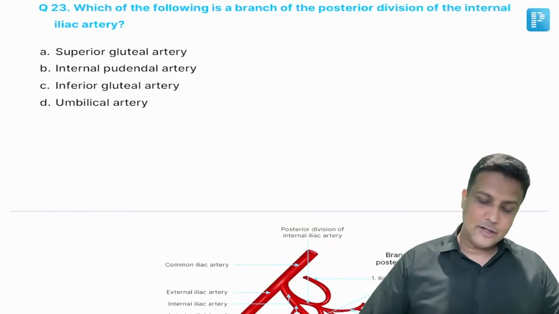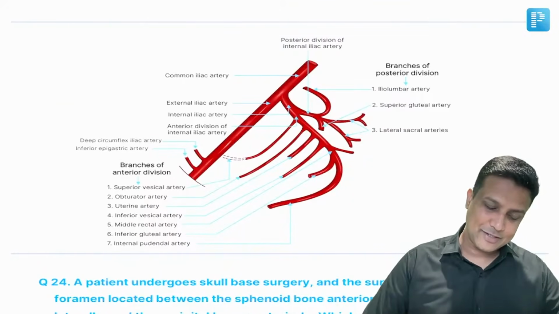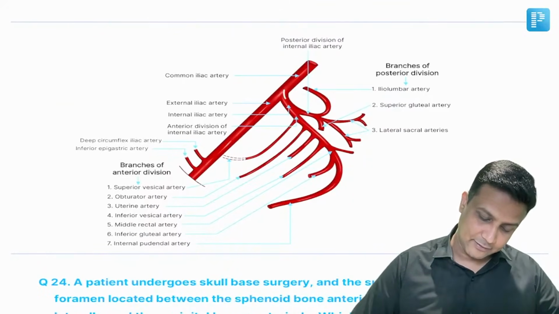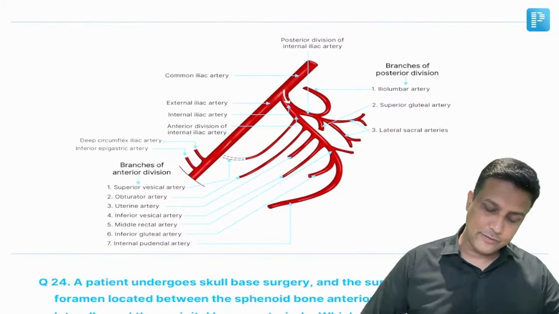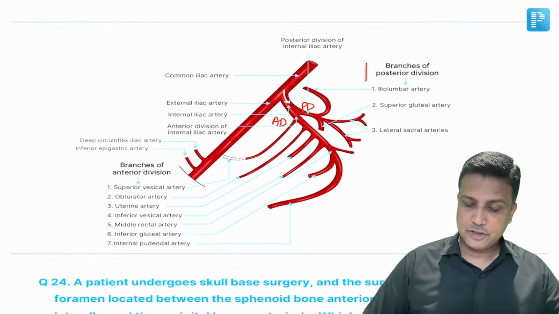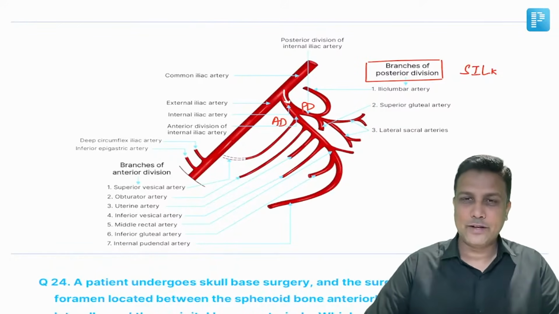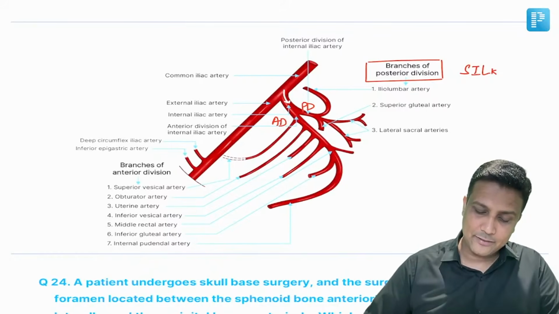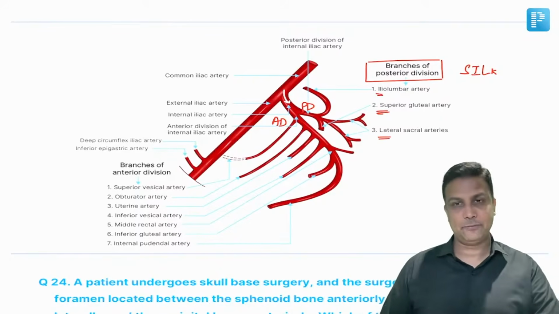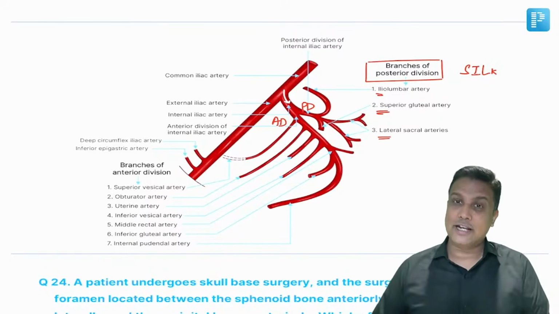Now, which of the following is the branch of the posterior division of internal iliac artery? Now, in this diagram, you are able to see this one here will be the internal iliac artery. The internal iliac artery is going to divide into two divisions. One is anterior division, another one is posterior division. The posterior division will give rise to three branches. Remember with the mnemonic as SIL. S stands for the superior gluteal artery, I for iliolumbar artery, and then L stands for the lateral sacral artery.